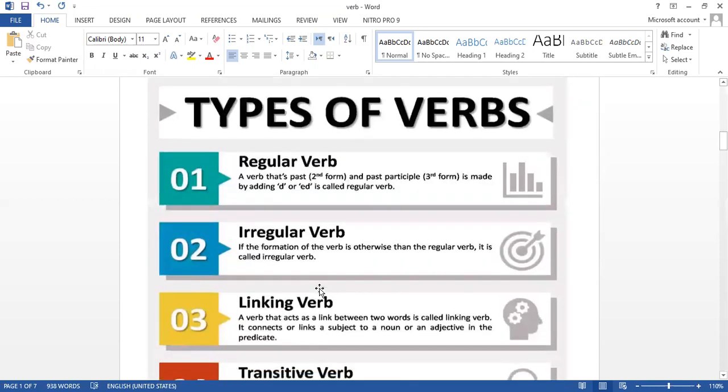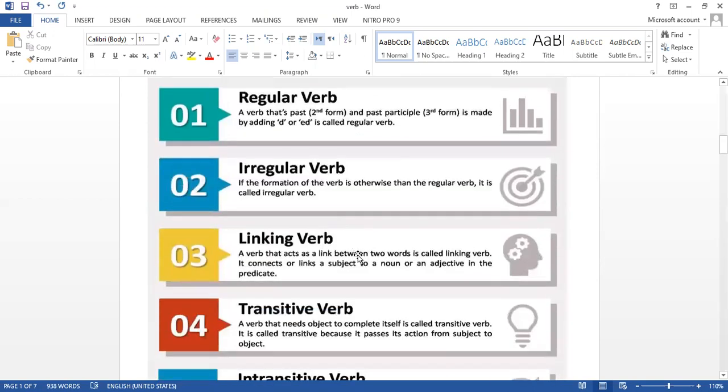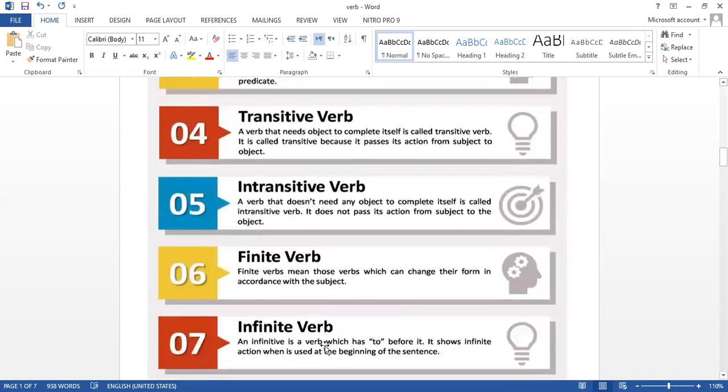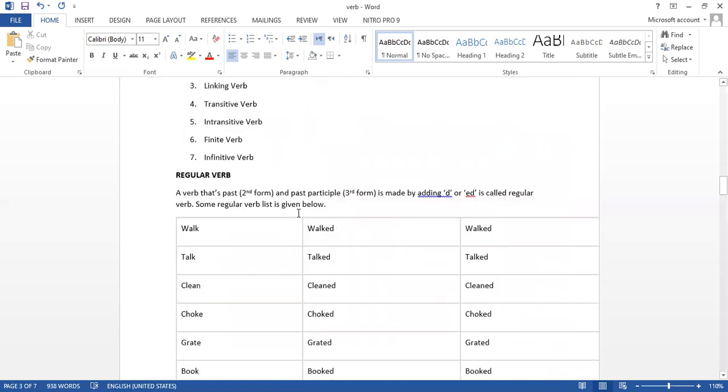Now, the types of verbs are regular, irregular, linking, transitive, intransitive, finite verb, infinite verb, and we also have some other verbs: delexical verb, stative verb, non-continuous verb, lexical verb, dynamic verb. We will not discuss those verbs at the moment because it will be so difficult for you. Clear? So these are the primary ones which you will be using in active, passive, direct, indirect. So we'll discuss them. Now let's talk about the regular verbs.